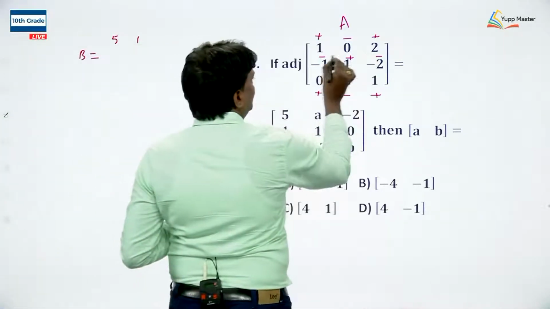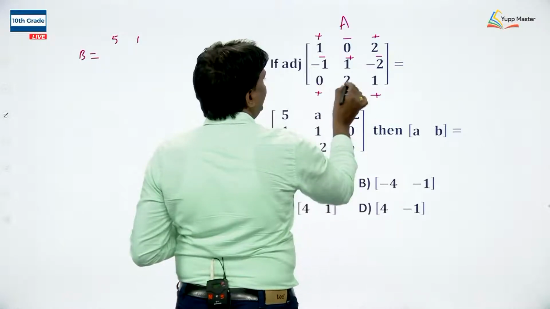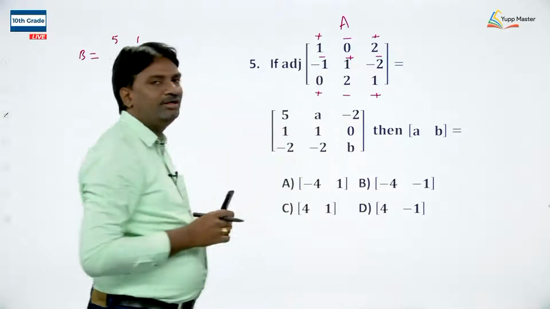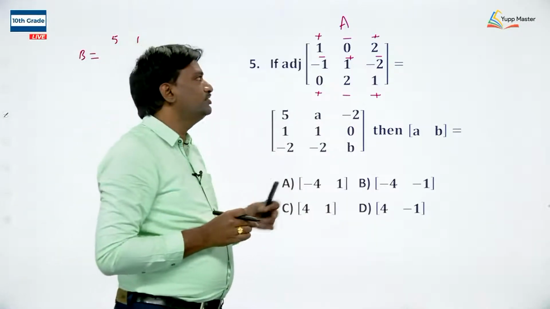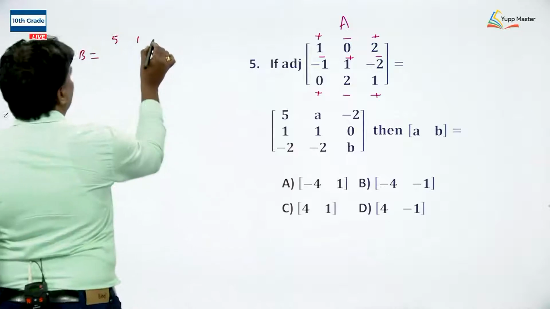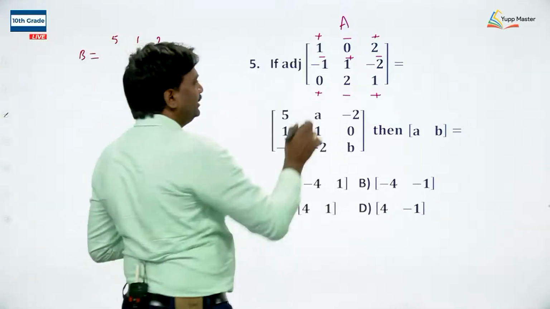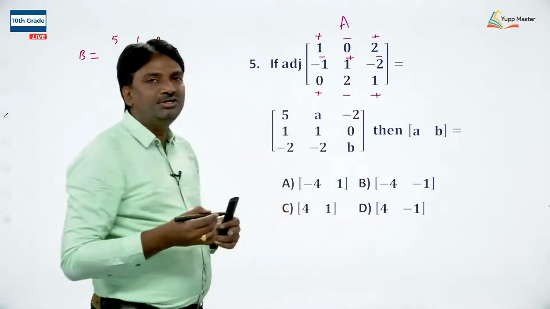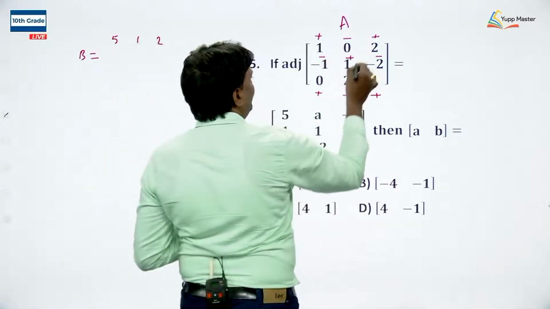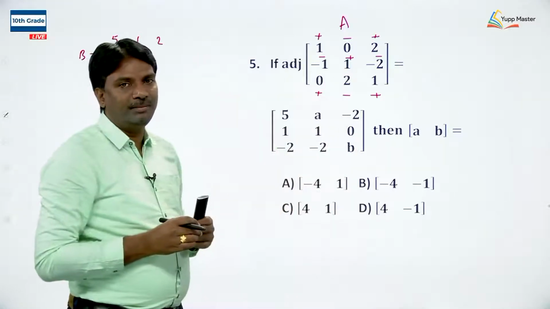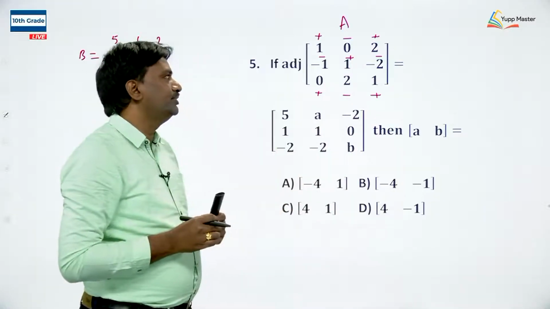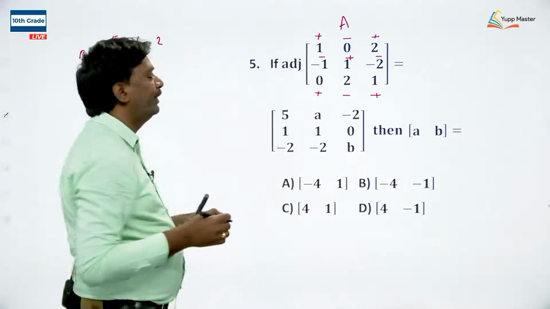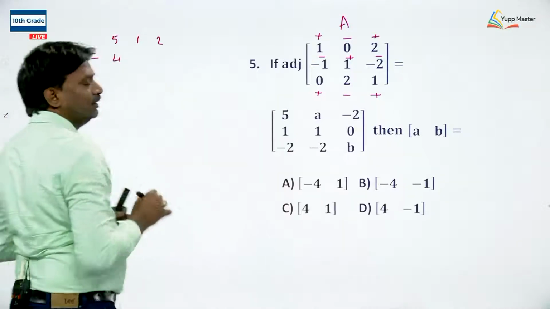Let's take the element 2, eliminate this row and this column, the remaining elements are 1, 1, 0, 2. So 1 into 2 is 2, minus 1 into 0 is 0, 2 minus 0 is 2. Here the sign is plus, that is plus 2 only. Next, take the element 1, eliminate second row, first column. The remaining elements are 0, 2, minus 2, 1. 0 into 1 is 0, minus 2 into 2 is minus 4. But here the sign is minus, so minus of minus 4 is plus 4.